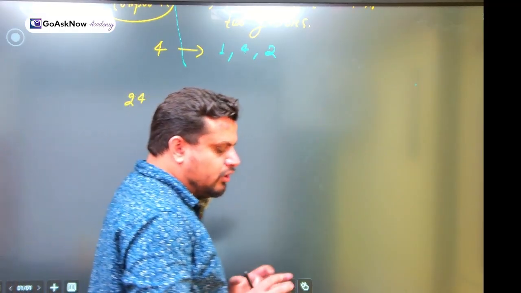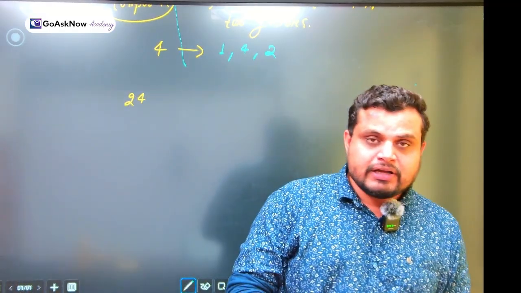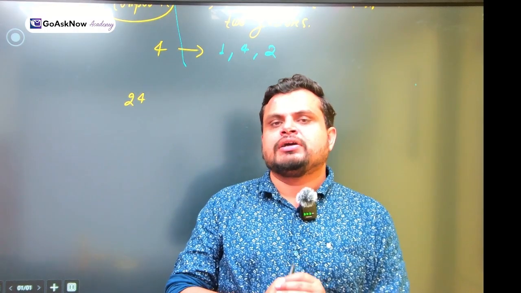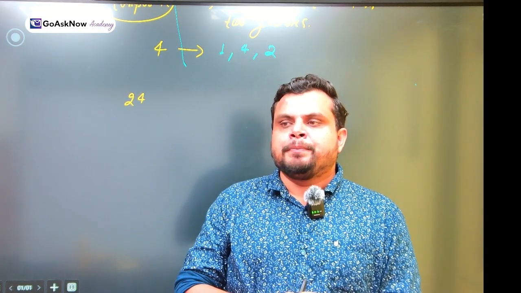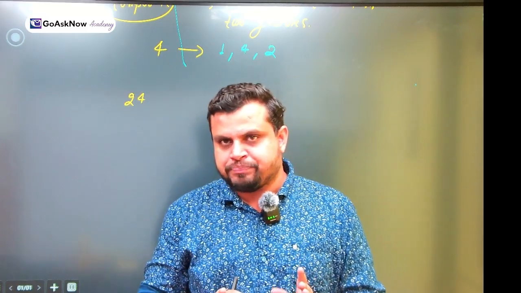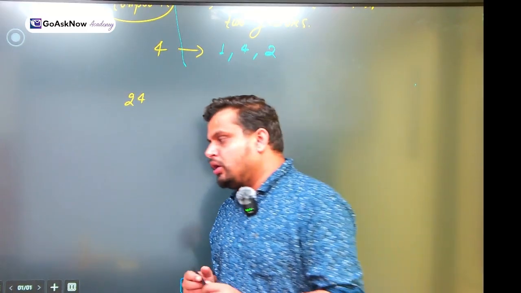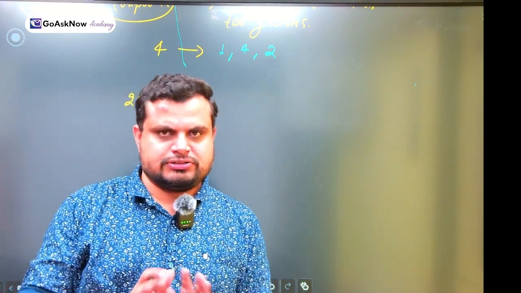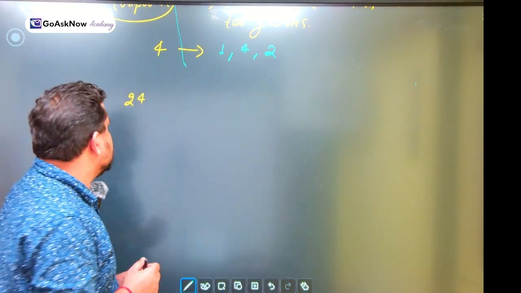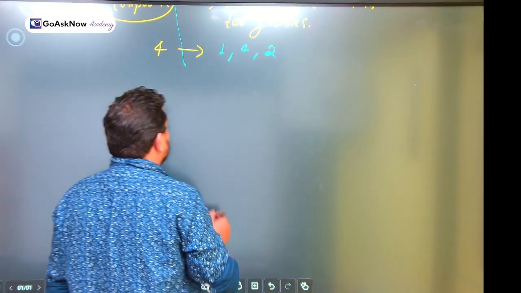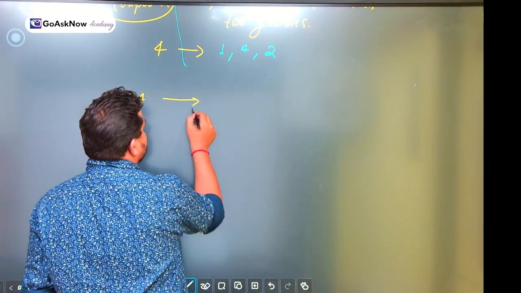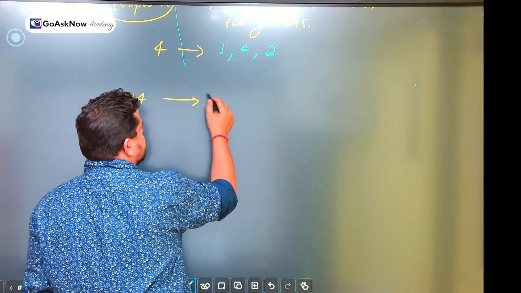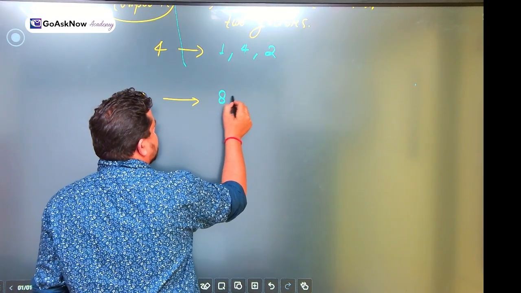Now, what does our definition say? That every composite number can be written as a product of primes, or their powers, with respect to their order. Now for 24, if we are going to find its factors, what are they? We can write it as 8 into 3.